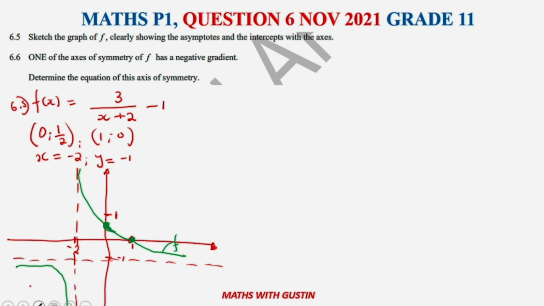Moving right along, let's move to 6.6. I hope you guys understood how we drew the graph there. There are only four things that you need: the lines of asymptote, which are the x and y, and then also the y-intercept and x-intercept. Then you are ready to draw the graph. Okay, moving right along.